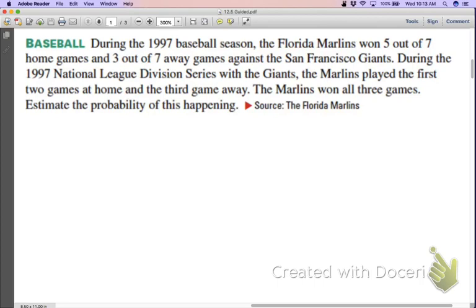So each time that they play a home game, if we go with previous experience, what's the chance that the Marlins are going to win? What's the chance of them winning the first game if it's at home? How many games did they win during the season? 5 out of 7. So for game 1, they would have a 5 out of 7 chance.